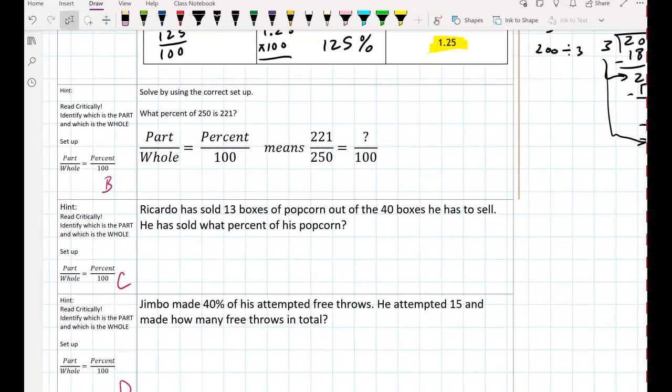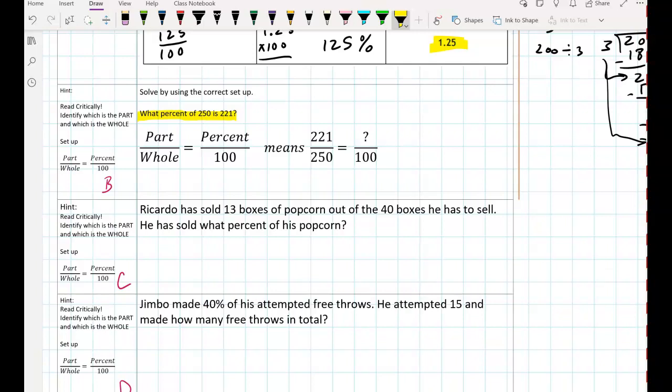Part B. We want to solve by using the correct setup. What percent of 250 is 221? And it says we want to read this critically. Identify which is the part and which is the whole.